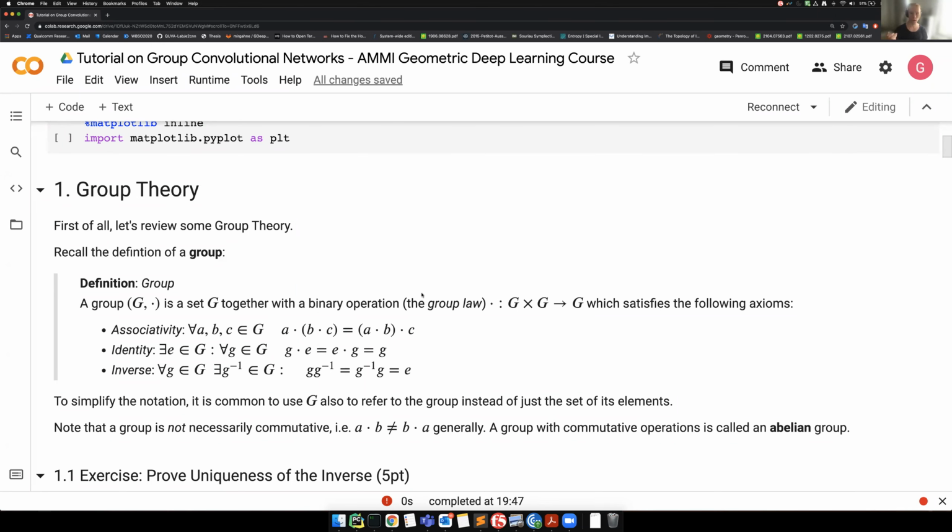please give me some feedback, how do you guys feel about group theory? Does any of you already know the definition of a group? Have you already seen the definition of a group? Can someone tell me something? Don't be shy.